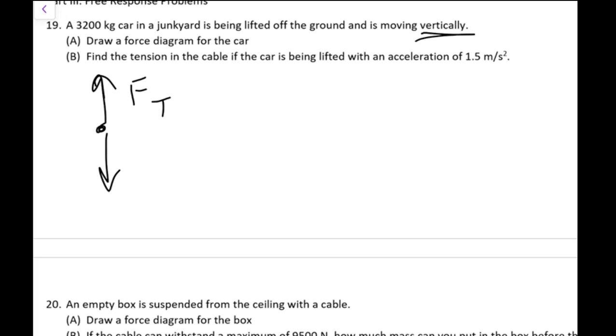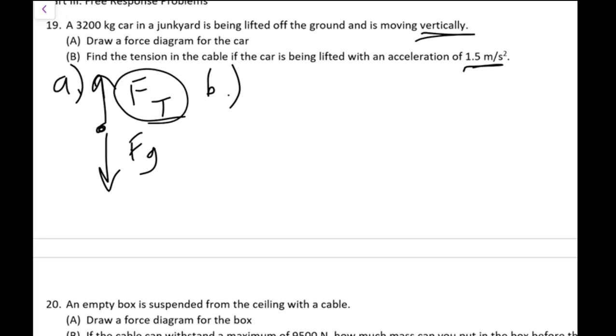And we have that gravity is pulling it down. In part B, it says find the tension. So what is the tension in the cable, if the car is being accelerated at 1.5 meters per second squared?